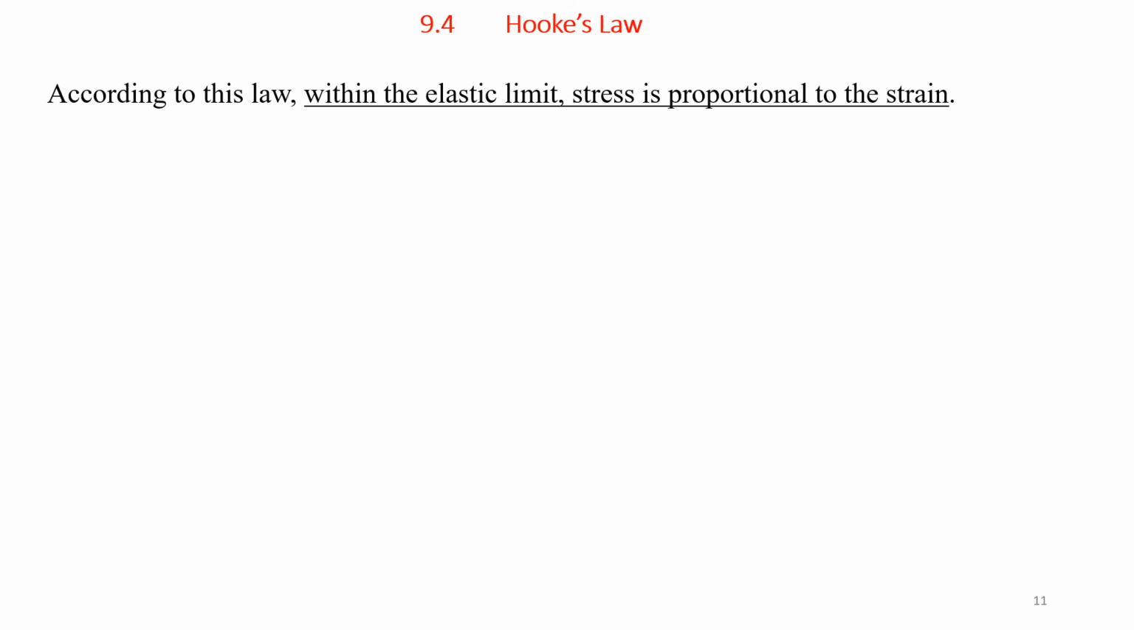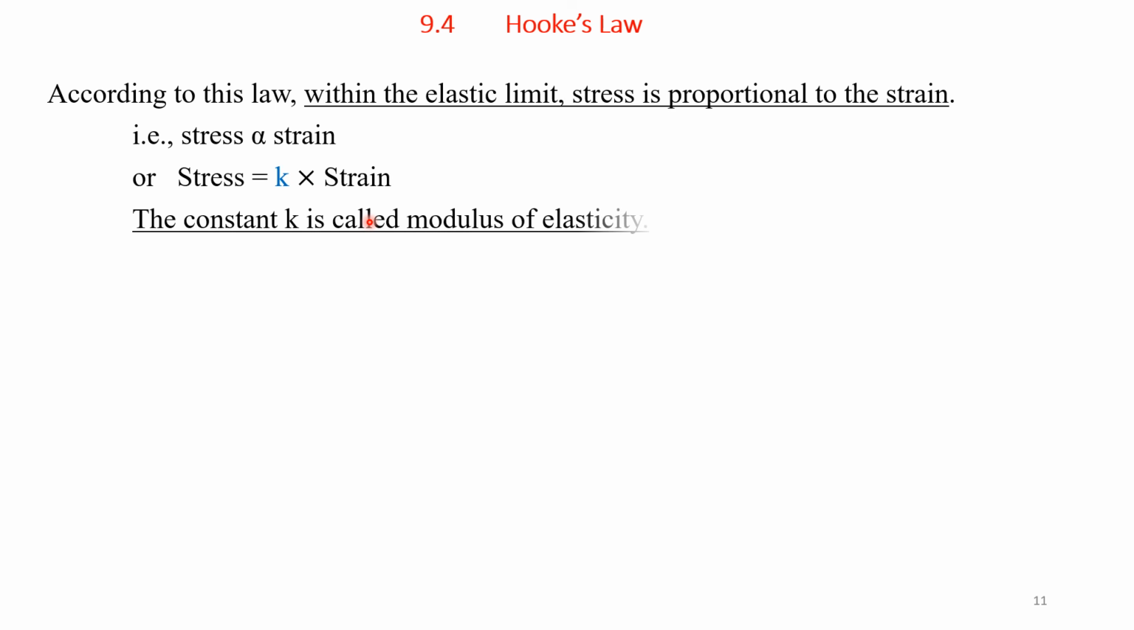According to this law, within the elastic limit, stress is proportional to strain. That can be written as stress is equal to K into strain, where the constant K is called the modulus of elasticity. Sometimes in some books, they use the symbol E, but here in the NCERT book, we use small k.